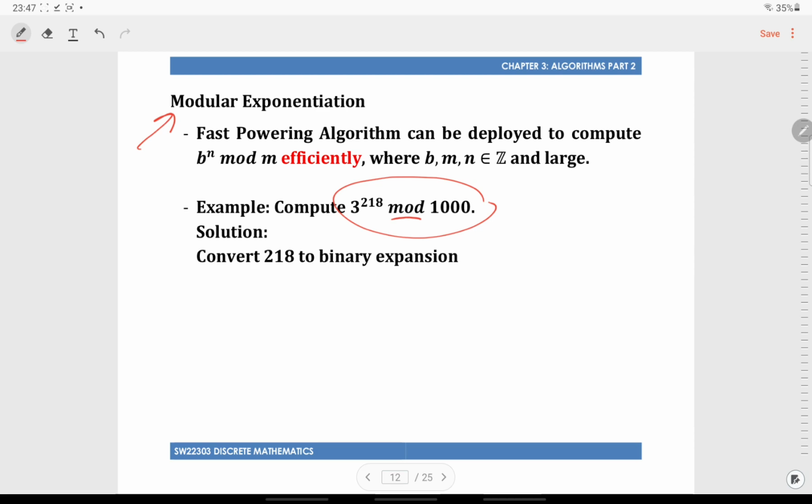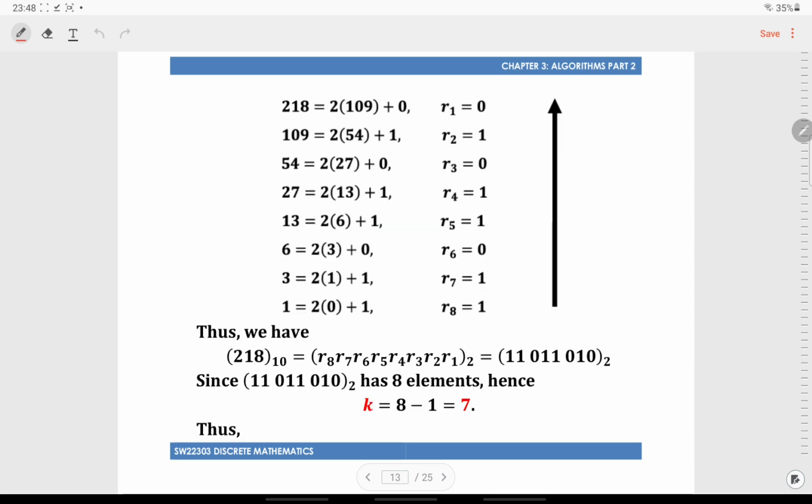So the first step in the fast powering algorithm is to convert the decimal form of the exponent value, which is 218, to binary expansion. That means from base 10, we convert to base 2. So how to do that? Just like the previous examples, for octal the divisor equals 8, for hexadecimal the divisor is 16, and for decimal to binary the divisor equals 2. So we divide the value 218 by 2. We obtain the first quotient equal to 109 and the first remainder equal to 0.